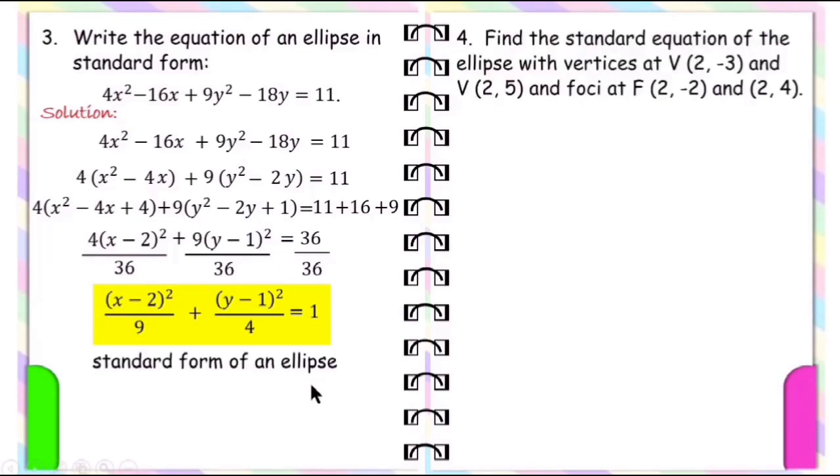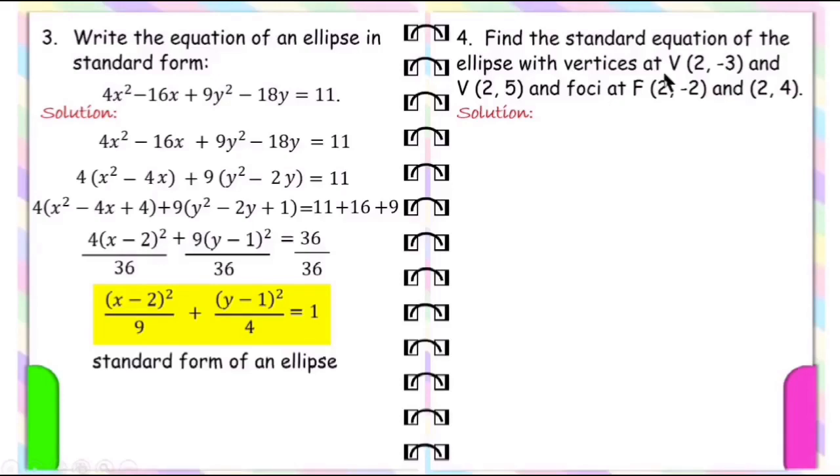Let us have another example. Number 4. Find the standard equation of the ellipse with vertices at (2, -3) and (2, 5), and foci at (2, -2) and (2, 4). To find the standard equation of the ellipse, we need the center. In the problem, there is no center given.